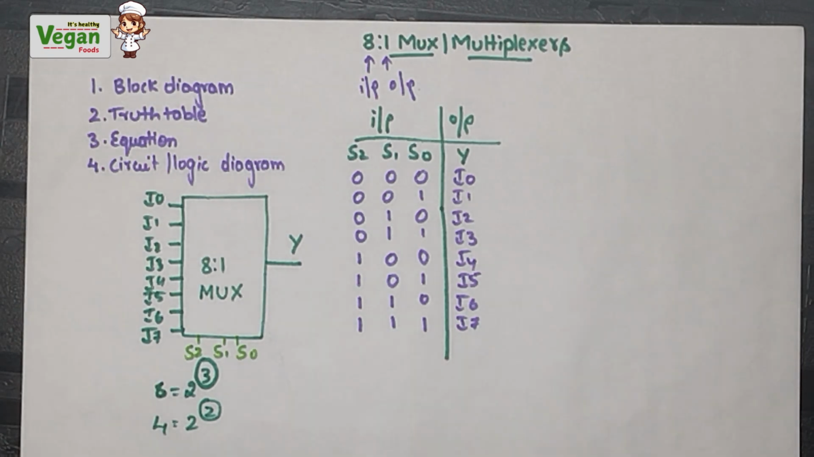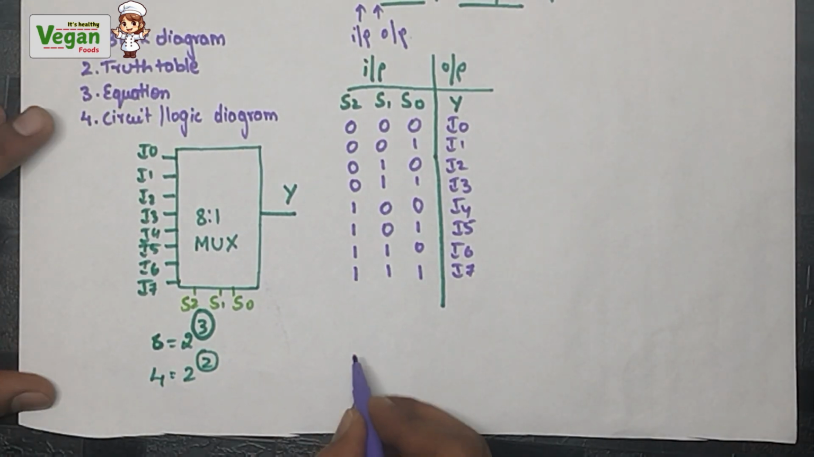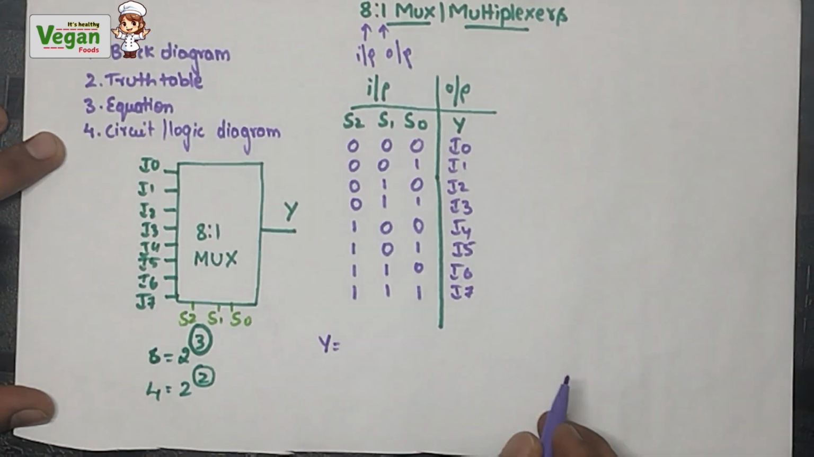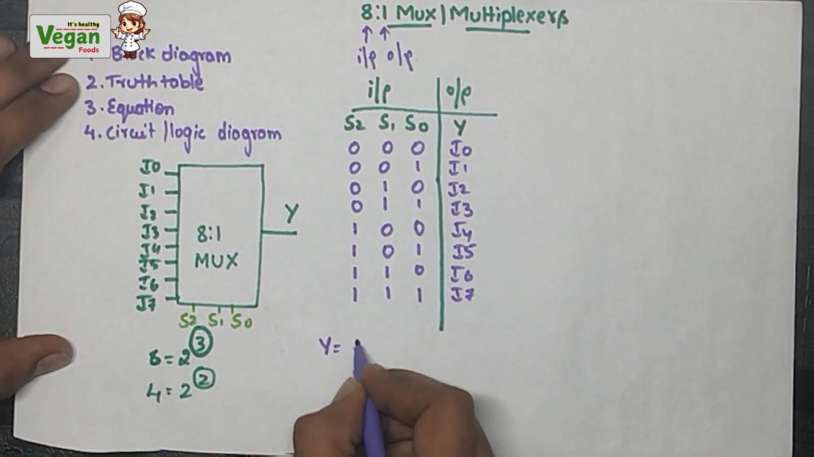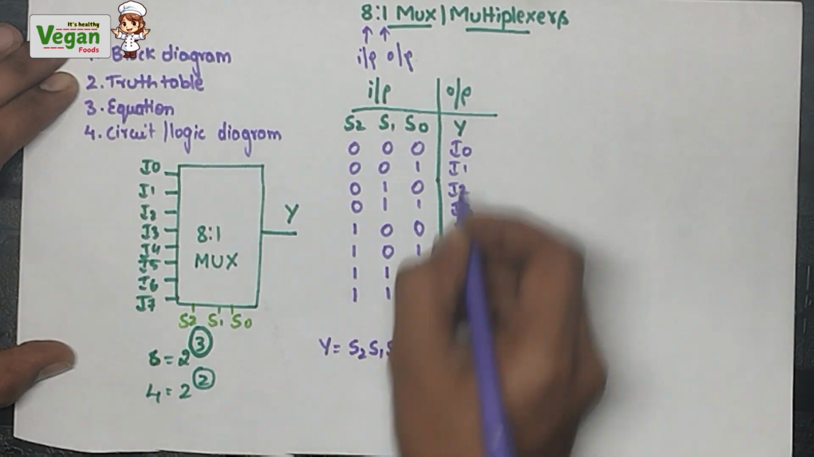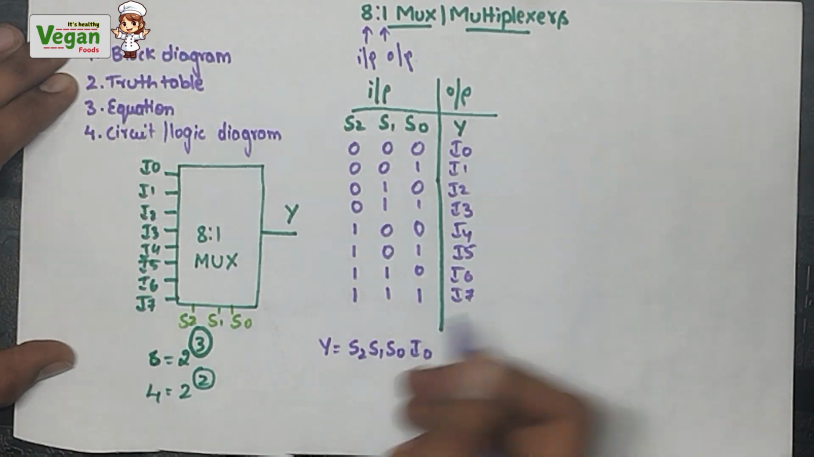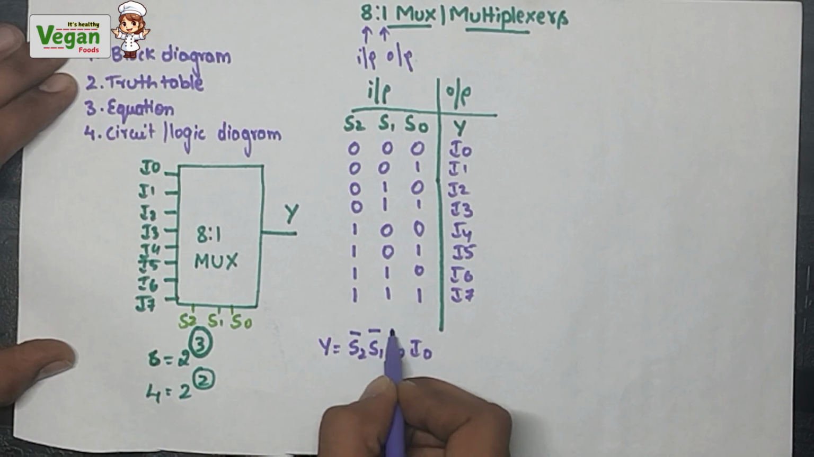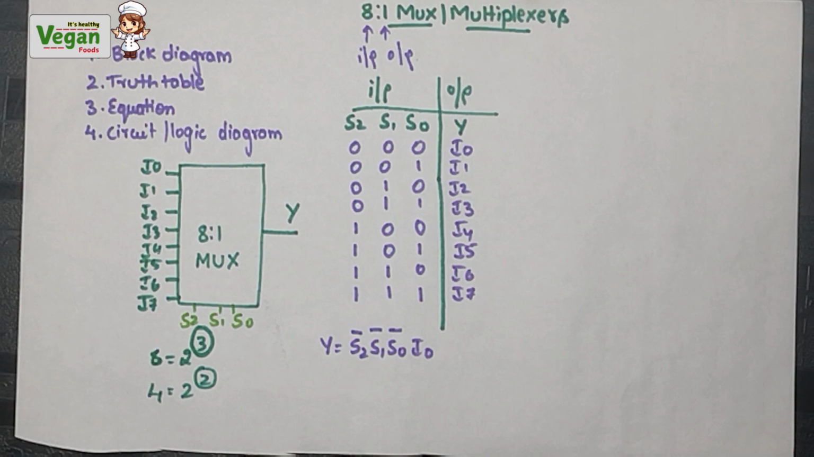For what will we construct the equation? We will construct the equation for the output. So what is the output? The output is Y. So Y is equal to, we will be using the inputs and the outputs also, that is S2, S1, S0. What is their output? I0. What are the values of S2, S1 and S0? 0. So you will use bar: S2 bar, S1 bar, S0 bar, I0.